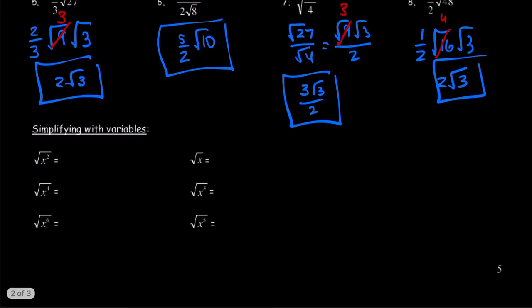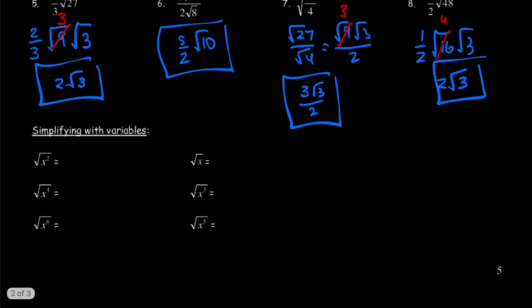Let's talk about variables. Neat thing about variables, when we take the square root of x squared, you probably know that one pretty easily, is just, that's wrong, it's just x. Sorry about that. The square root of x to the 4th is x squared. Now the reason it's x squared, we're not taking the square root of the exponent, we're dividing it by 2. So the square root of x to the 6th is x cubed.